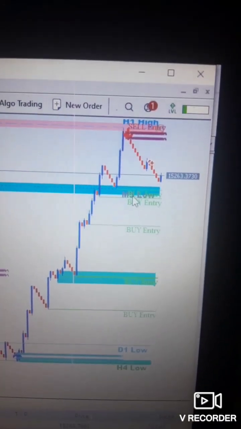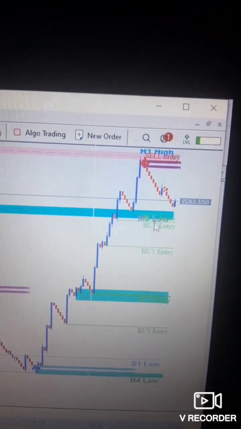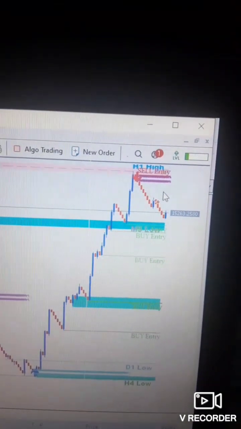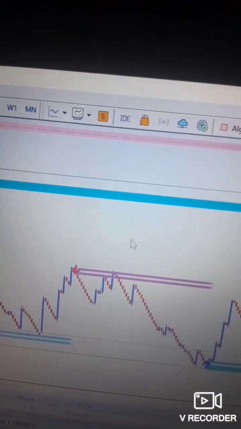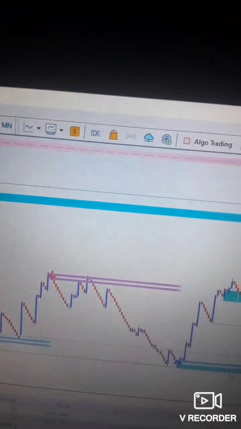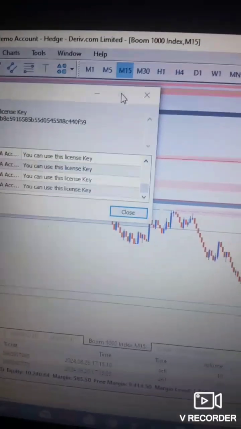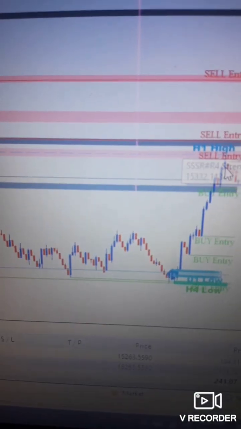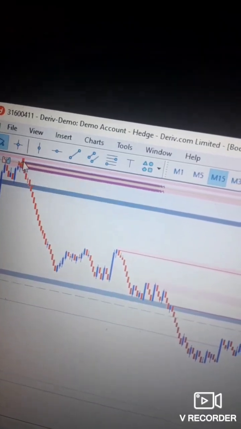I know many of you have been losing money on Boom Crash. Imagine selling at that spot. You will lose. You can't sell there and succeed. The market is still buying. And you see how it shows the signal. The sell entry is where you're supposed to sell, not elsewhere. Okay, you see another sell entry.